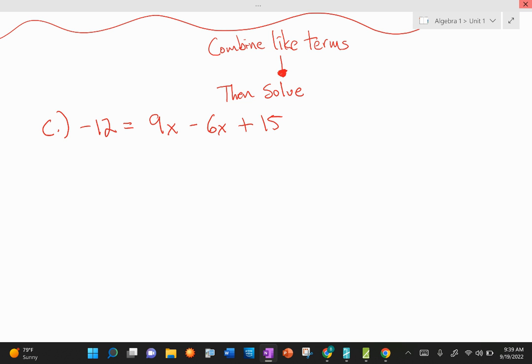You know how to combine like terms? Yeah, you do. We did it last year. We did it earlier this year, when we were simplifying expressions.